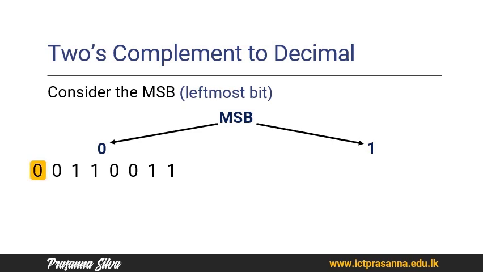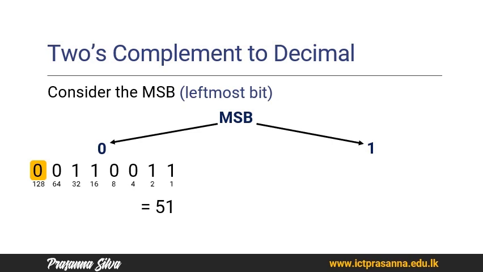Since it is a 0, we know that it's a positive value. So what we do is simply take the place values and add the place values of ones and find out what the value is. In this case, you can see the ones are representing the place values 32, 16, 2 and 1. So when you add all of them together, you get the positive value 51.